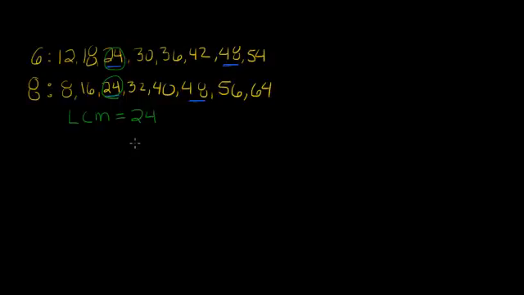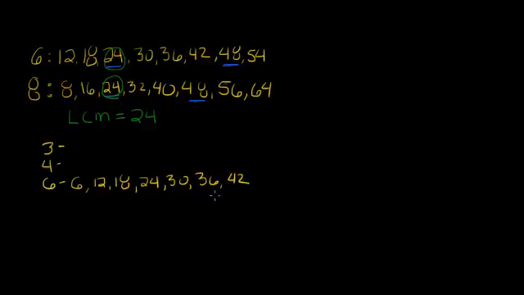Now if we have, say, 3 numbers we want to find the least common multiple for, let's say we want to do 3, 4, and 6, oftentimes for a case like this, you'll list out just the multiples of one of the numbers until you find a number that the other two will go into also. So for 6 we would have 6, 12, 18, 24, 30, 36, 42, and that's probably good enough for now.